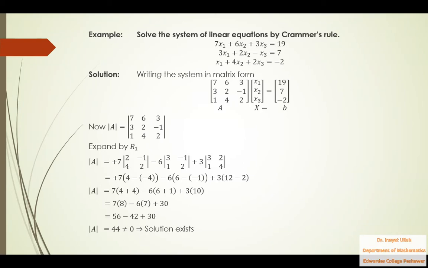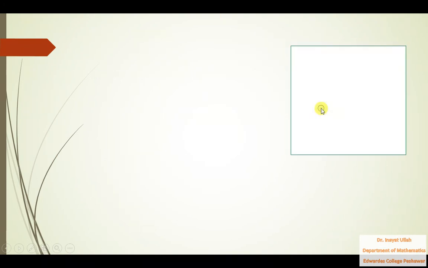Remember that if the determinant of A is 0, then we say that we cannot find the solution of this system, and that will be the answer to the question. Now as the determinant is not 0, using Cramer's rule we need to find the deltas. How could we find the deltas?